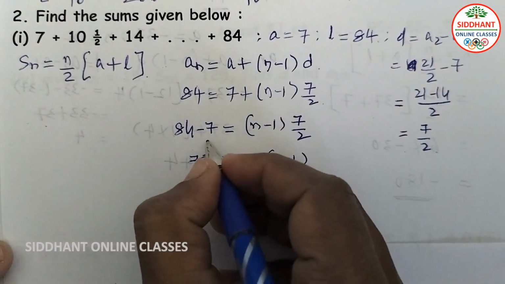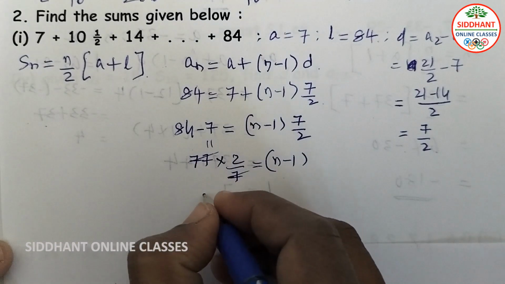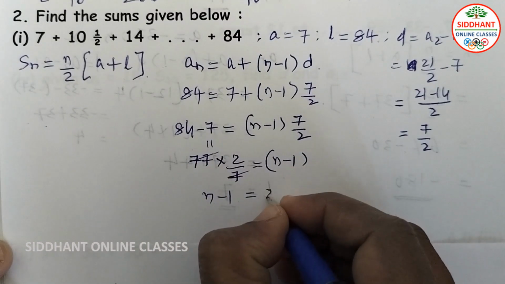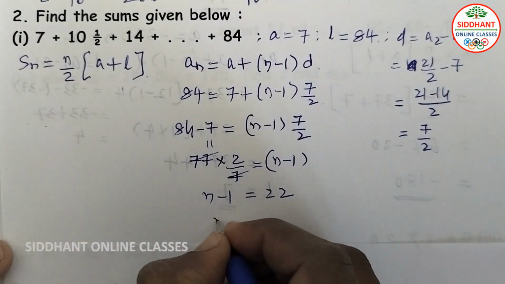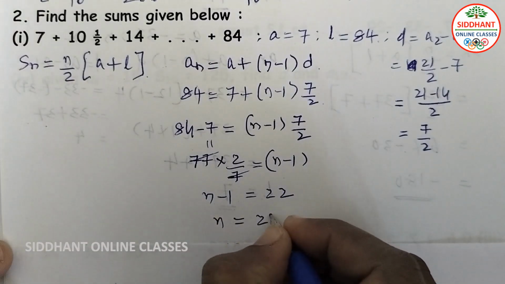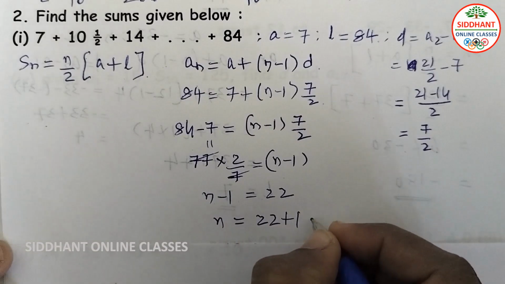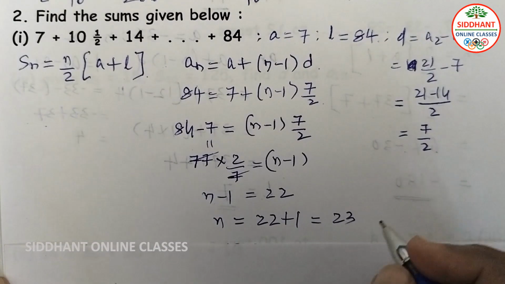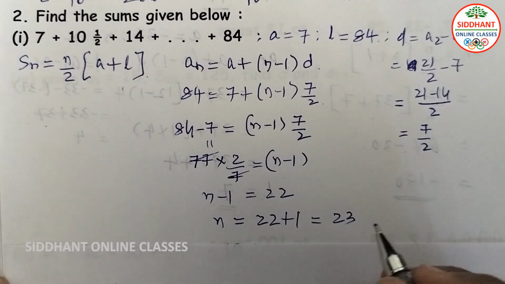So 7 here, 11 times here. So n minus 1 is equal to 11 into 2, which is 22 here. So n is equal to how much? 22 plus 1, that equals 23 here. So n is 23 here.